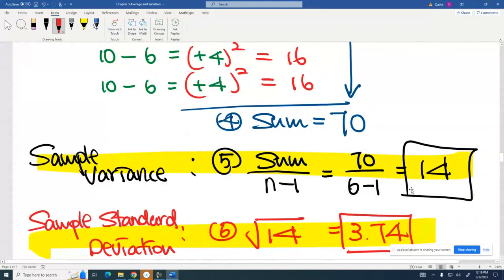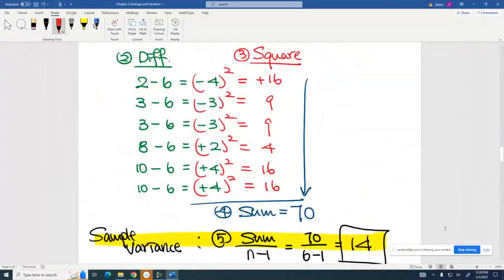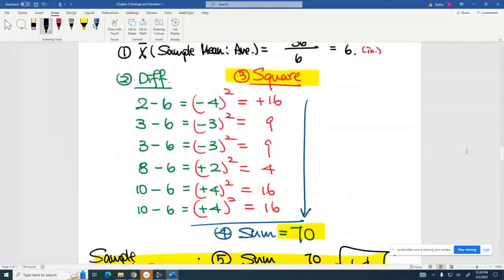How about the variance? What will be the unit? Square inches, thank you. Why did you get square? Step three, we did. In step three, we took the square, and simply we took the sum. Because of that, the unit for variance will be squared inches.